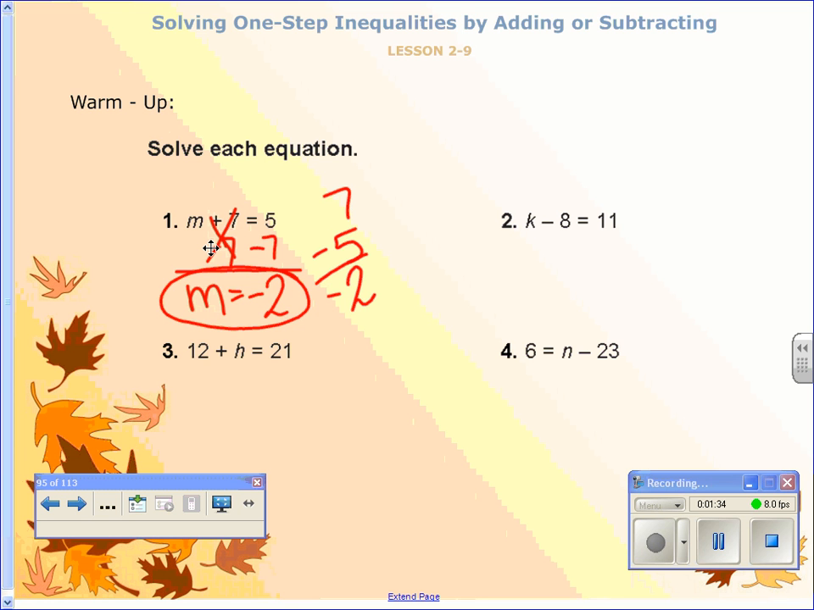All right, so I would like you to do 2, 3, and 4 as a warm-up. And when you're all done, you can check your answers, and then we'll move on to the lesson. So go ahead and get started now.